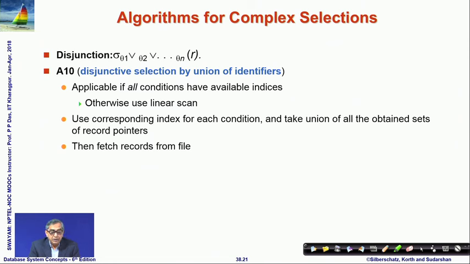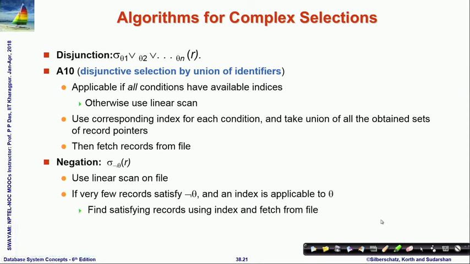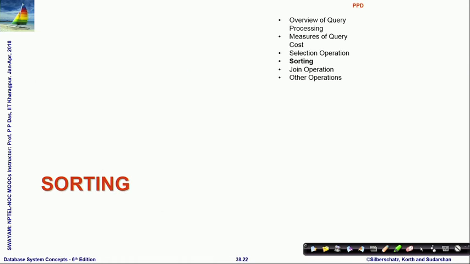So, what we can do is, if we have an index on each one of these conditions, then we can use the corresponding index for each condition, get the results, take their union and then fetch these records. I just gave you a quick outline of some of the different algorithms that selection could use. Negation of a condition could also be done, but it usually requires a linear scan on the file, that is, there is not much optimization that you can think of here.